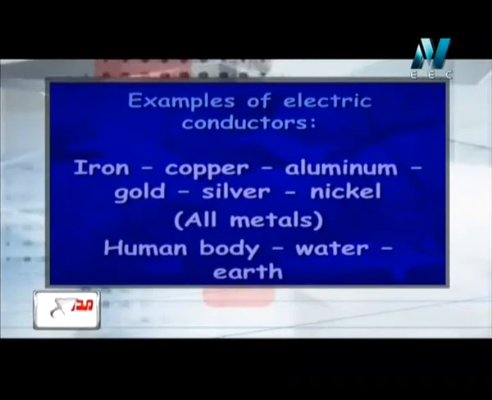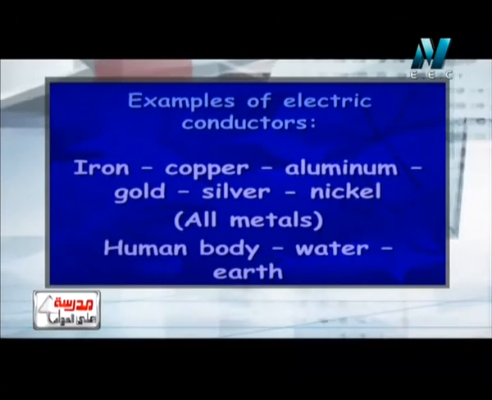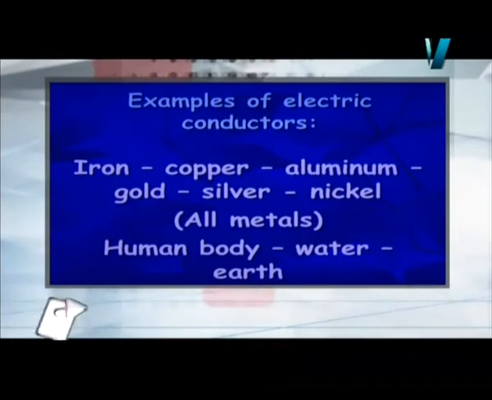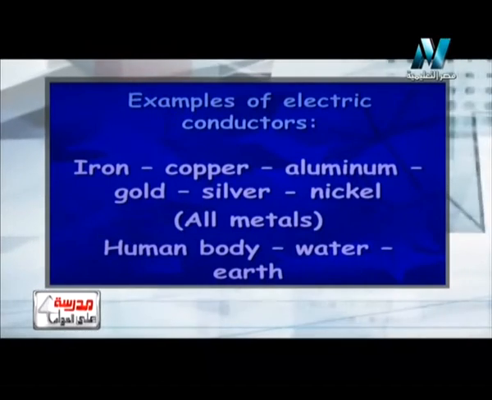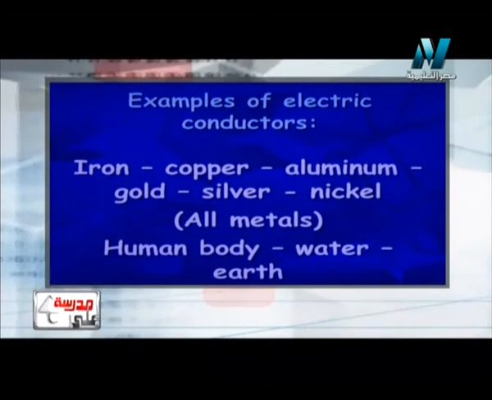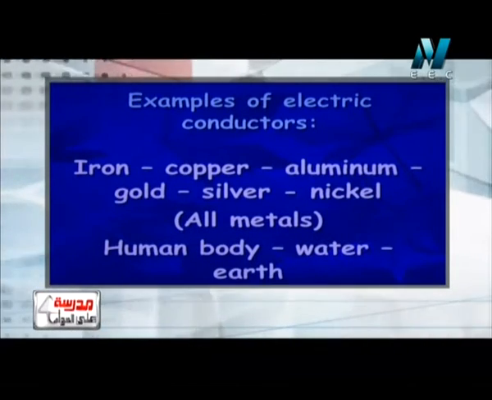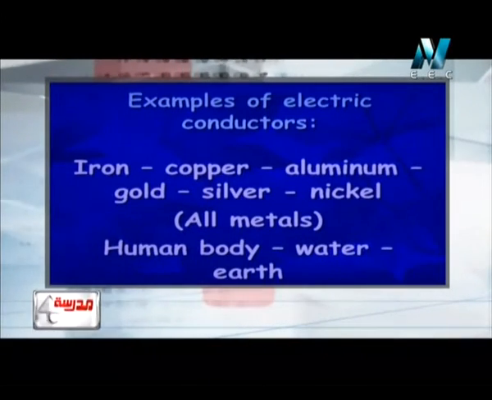Okay, so we have many examples of electric conductors such as iron, copper, aluminum, gold, silver, nickel, all metals, the human body, water, earth, and only one non-metal we studied in primary 4, which is carbon or graphite. Carbon, or coal, is the only non-metal which is a conductor of electricity.